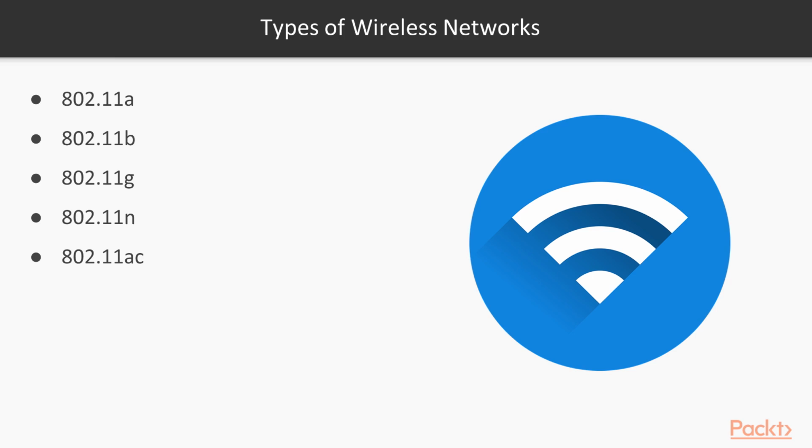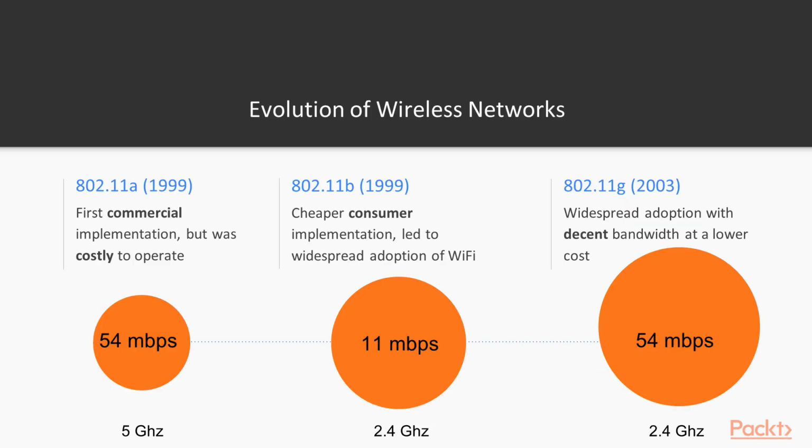Let's take a look at all of these networks and how they evolved over the years. 802.11a was first founded back in 1999. And it was the first commercial implementation of wireless networking for the pro user and the consumer out in the marketplace. The problem though was it was very costly to operate. As you can see, it operated in the 5 gigahertz spectrum. Now that means what radio frequency the radio in the wireless card was using. It was using the 5 gigahertz spectrum, and those radios were not cheap.